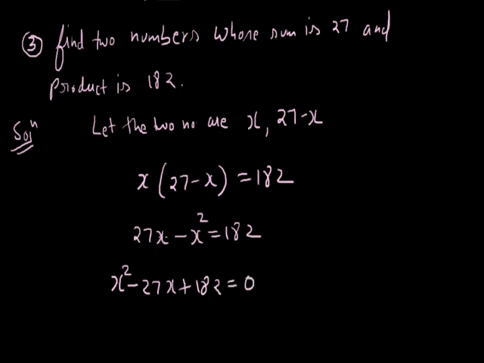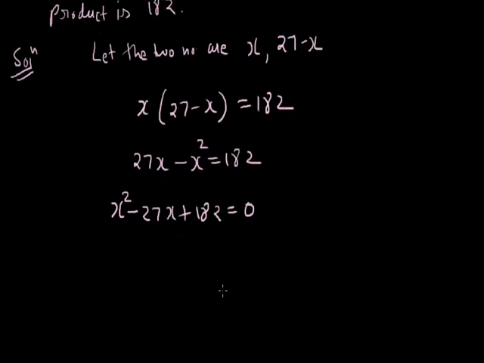We have to convert this quadratic equation in standard form. X square minus 27x plus 182 equals to 0. Now we have to factorize 182. We have to factorize 182 into two factors such that we are getting minus 27. So the two factors of 182 are minus 14 and minus 13. So using minus 14 and minus 13 we are getting minus 27, and minus 14 into minus 13 we are getting plus 182. So we can factorize as this.